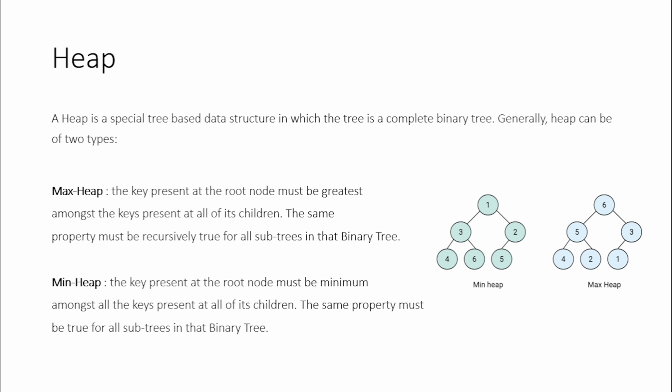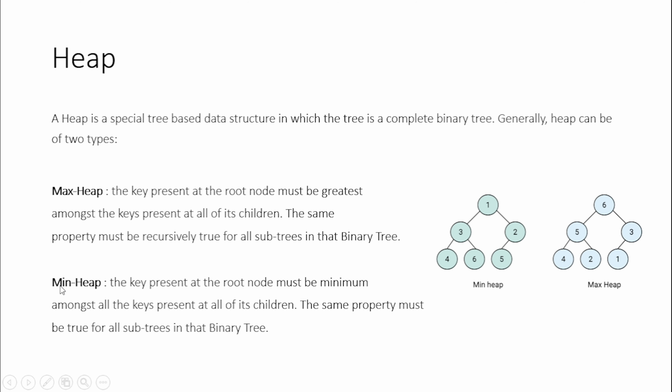For example, if we look at this one, this is our max heap, where this is the root node, and the key value stored in the root node is greater than all the other children, right? And as we move to the children of 6, we have 5. Now 5 has children these two, right? But the value stored in this node, which is 5, is greater than all its children. Similar is the case with 3, right?